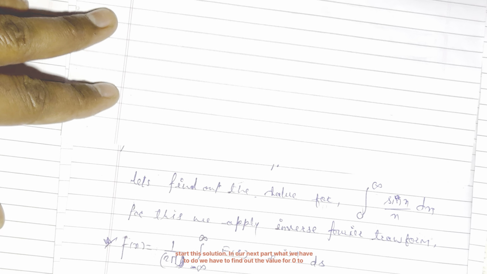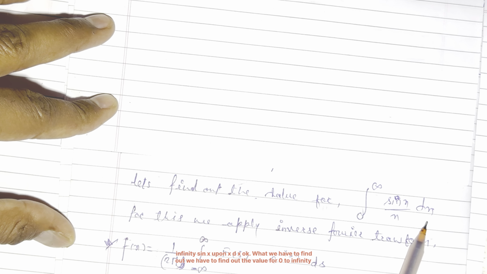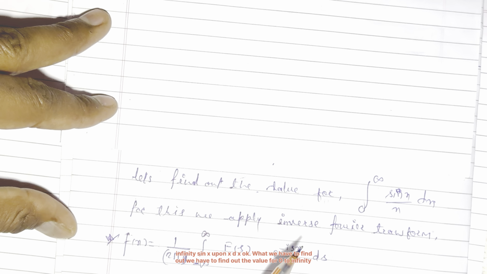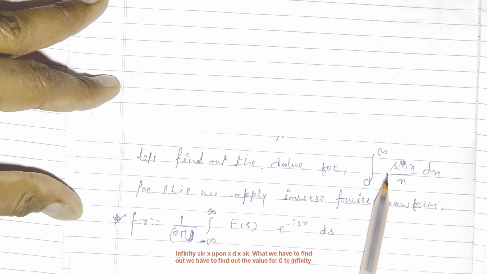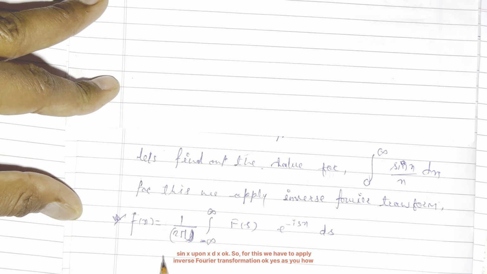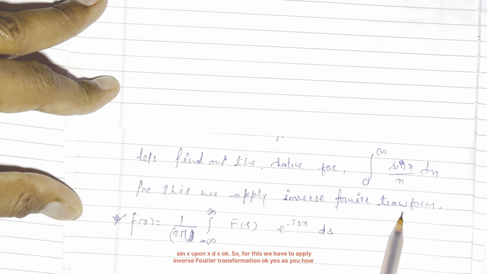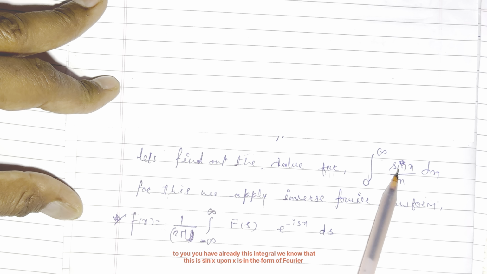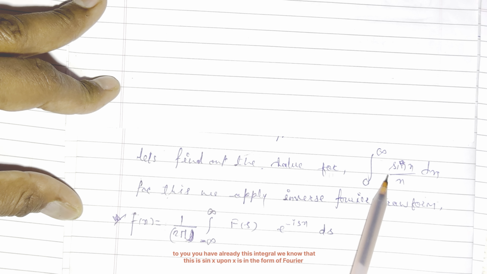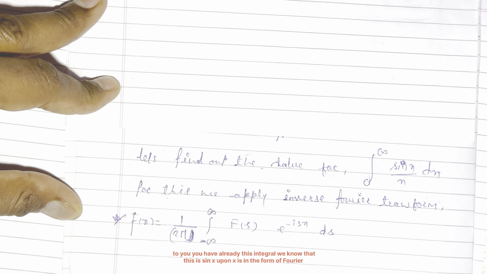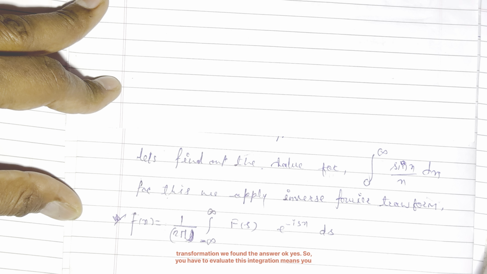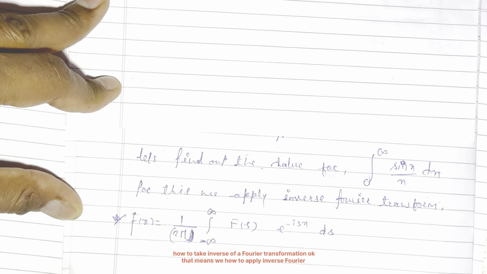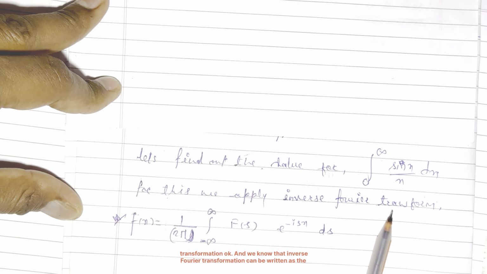In our next part, what we have to do is find the value of the integral from 0 to infinity of sine x upon x dx. For this we have to apply inverse Fourier transformation. As you have to evaluate this integral, we know that this sine x upon x is in the form of Fourier transformation. We found the answer. So to evaluate this integration, you have to take the inverse of a Fourier transformation. That means we have to apply inverse Fourier transformation.